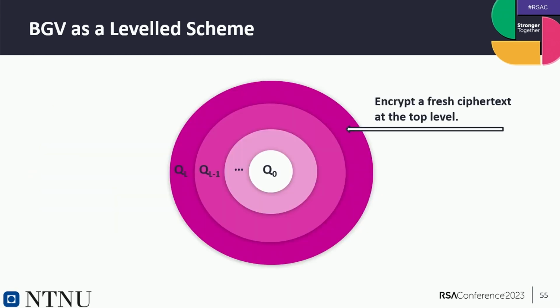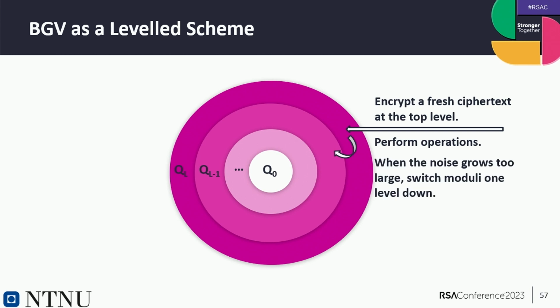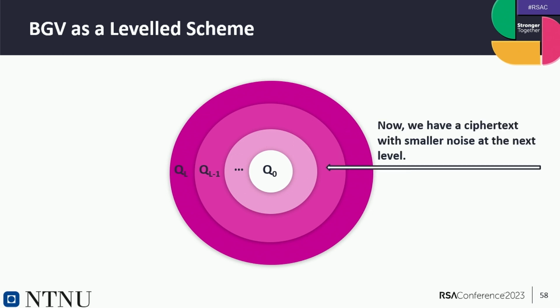Since this is a little bit abstract, I made a very pink animation to illustrate it more. Normally we encrypt a fresh ciphertext at what we call the top level, at the biggest modulus. Then we can perform a couple of operations on it, and eventually the noise will grow dangerously big, so that decryption may fail if we perform any more operations. Then we can scale down the ciphertext by the ratio between the ciphertext moduli QL and QL minus 1, which gives us a new ciphertext at the next level that has small noise again.